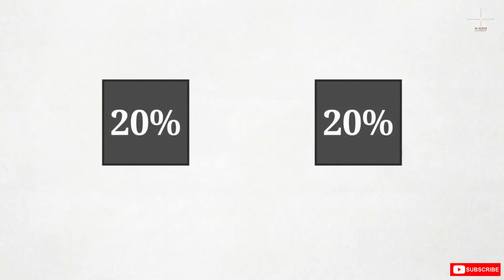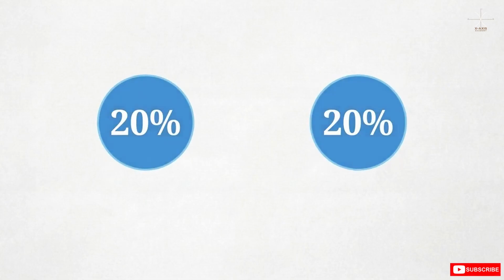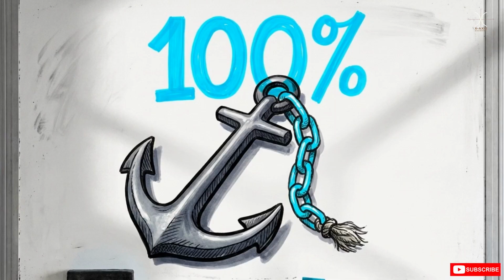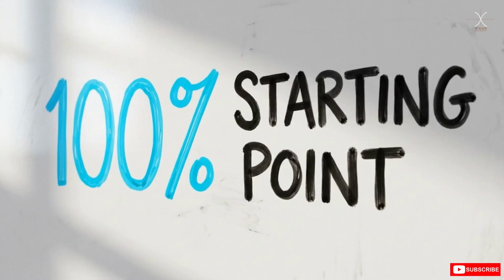Human intuition stumbles here because we tend to treat percentages like static numbers. We assume a 20 is always a 20. But percentages are actually shapeshifters. Their physical size depends entirely on the number they are attached to. To determine the actual value of a percentage, you have to locate its hidden 100% anchor. In commercial mathematics, we call this the baseline.